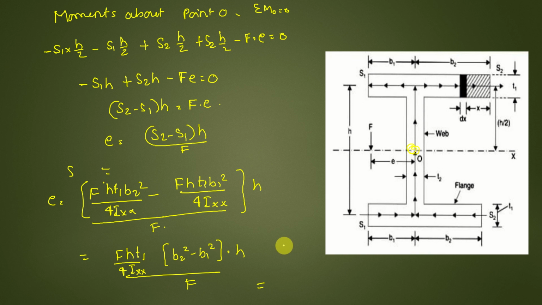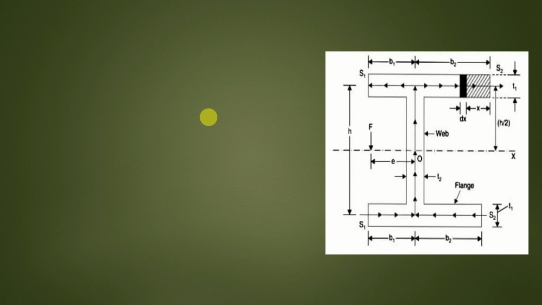Now I will write the final equation here itself. You can see it better here: e is equal to F h square t1 by 4Ixx into (b2 square minus b1 square). If you substitute this, you will very simply get the shear center location, but you have to learn this derivation from the exam point of view.